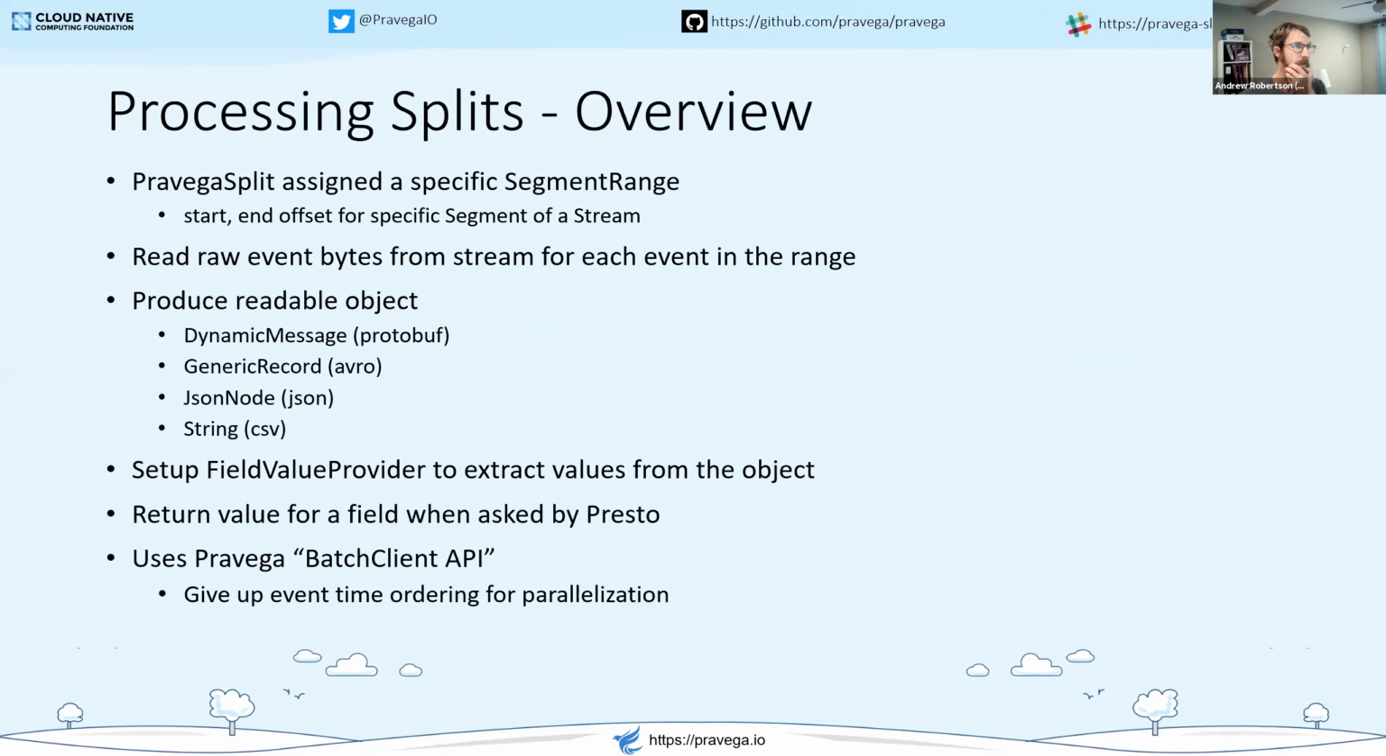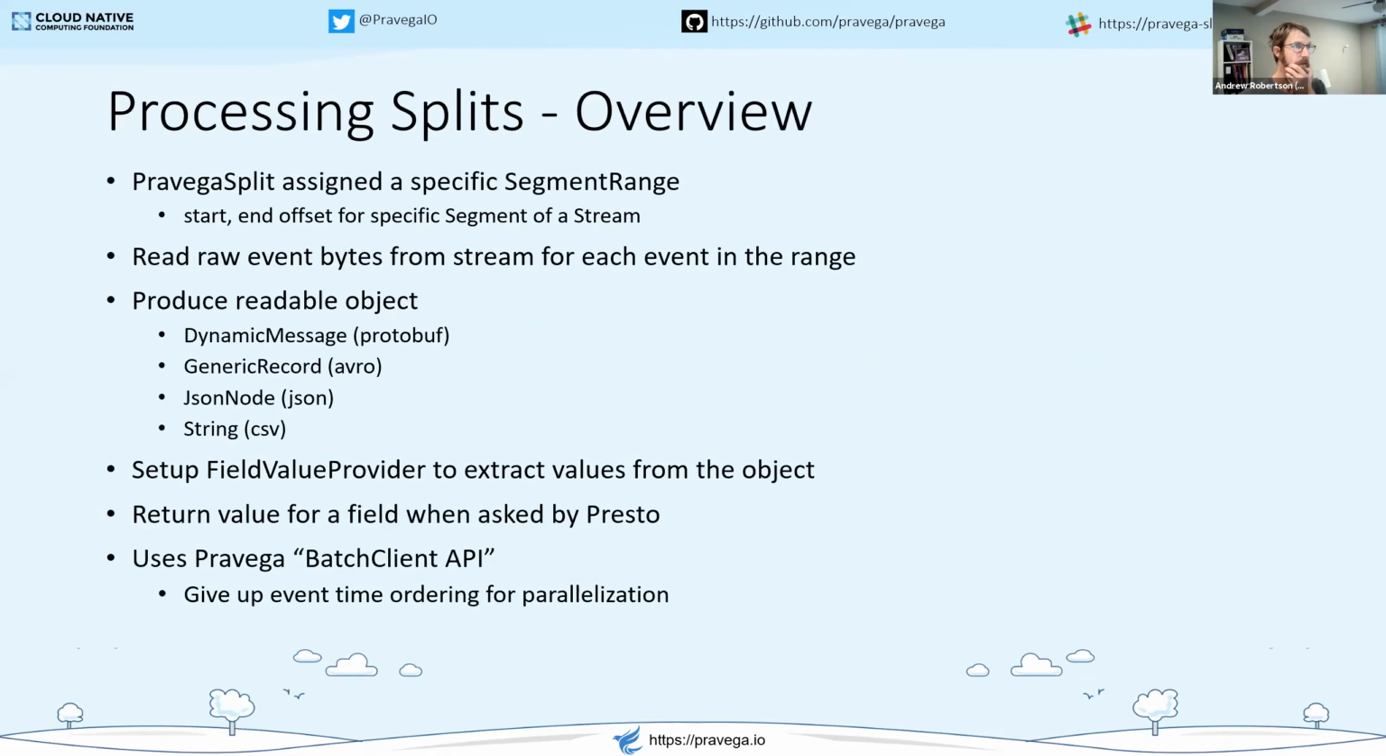So, briefly on processing splits. A split is going to end up with something called a segment range, and all this is basically is just a start and end offset for a specific segment in a stream. So some number of events contained within this raw segment range. We're reading raw event bytes. So if you see below, we use this thing called the batch client API.